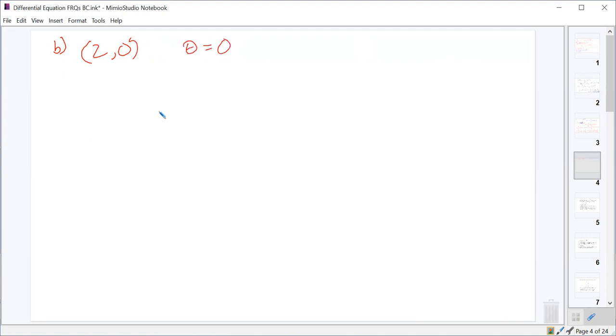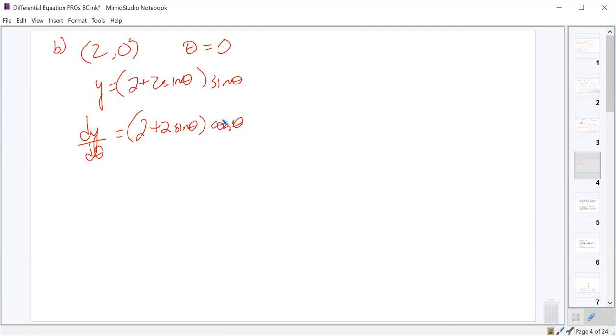Right, so we're talking about the point 2, 0, theta equal to 0. And so our y value ought to be 2 plus 2 sine theta times sine theta. So dy d theta ought to be the derivative of that, since we need to find dy dx to find the slope there. So that ought to be 2 plus 2 sine theta times cosine theta plus sine theta times 2 cosine theta. And if you evaluate that at theta equals 0, you ought to get 2 plus 0 times 1, so 2 plus 0. So you should get 2.